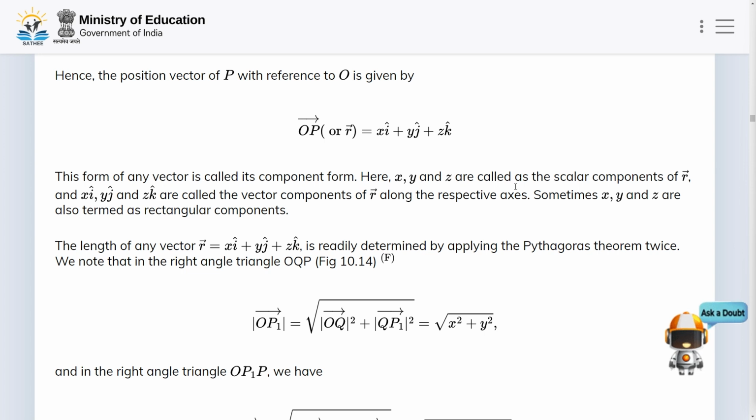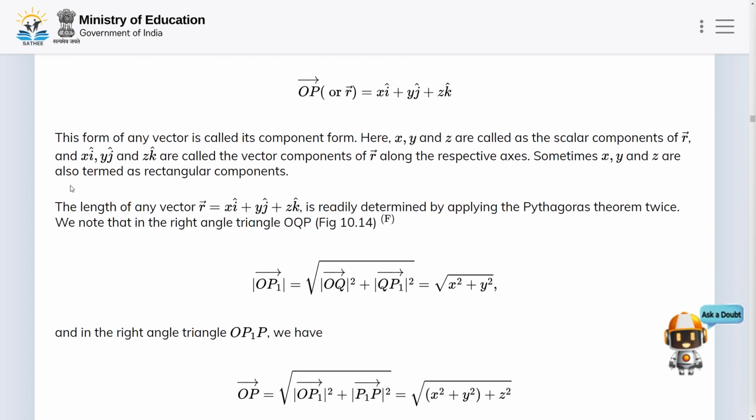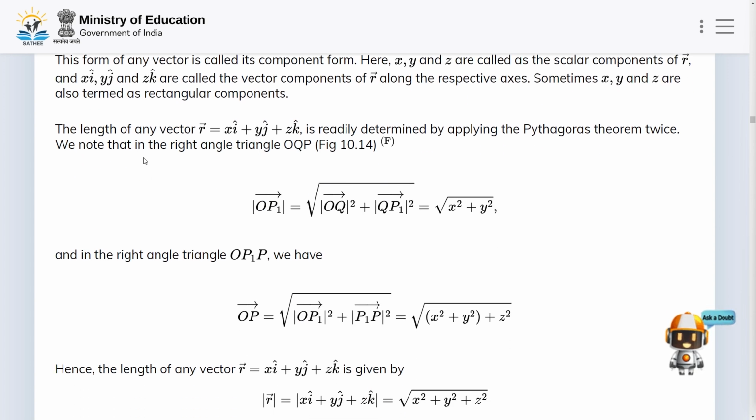So here x, y, z are the scalar components of the R vector, and xi hat, yj hat and zk hat are called the vector components. So scalar components are these x, y, z, whereas vector components are xi hat, yj hat, zk hat. Sometimes x, y, z are also termed as rectangular components.